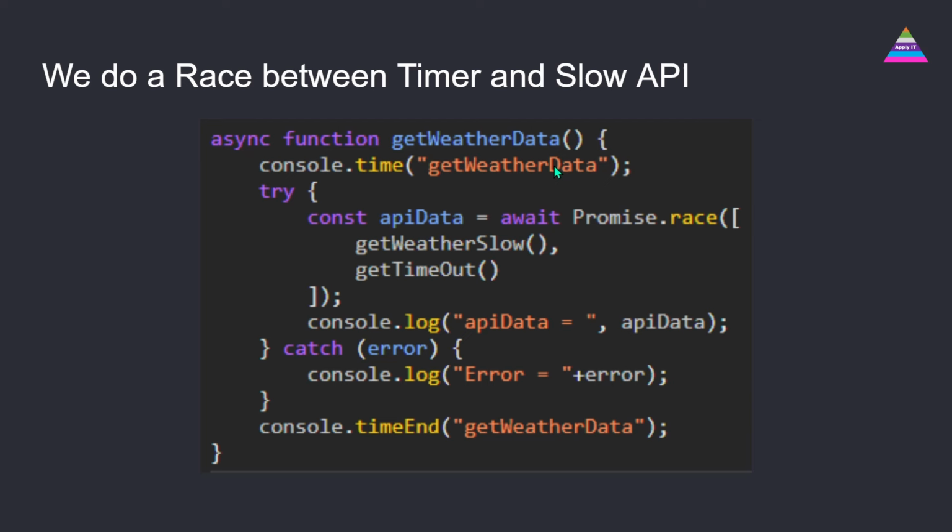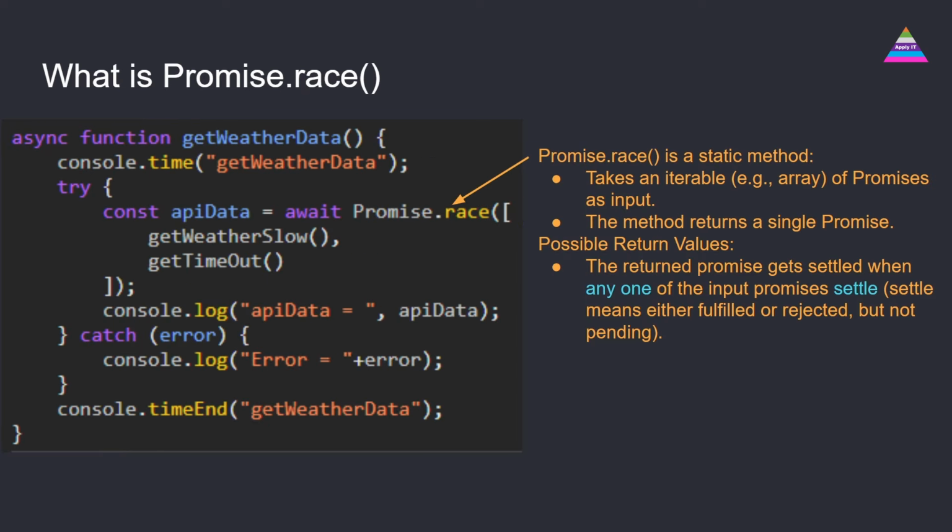We modify our get weather data wrapper function. We use Promise.race here. As the first promise, we pass the promise returned by the get weather slow API function. The second promise is a timer promise returned by this get timeout function. So what is this Promise.race? Promise.race is a static method which takes an iterable of promises as input, and the method returns a single promise. And that returned promise gets settled when any one of these input promises gets settled.